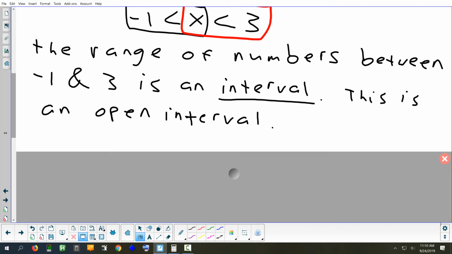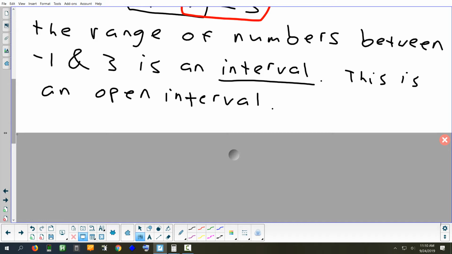Any question on that idea, the difference between open interval, closed interval? It's kind of like open circle, closed circle. If it's an open circle, it means you don't include it. If it's a closed circle, that means you shaded it in and you do include it, like if you were graphing on a number line. So it's kind of the same idea.